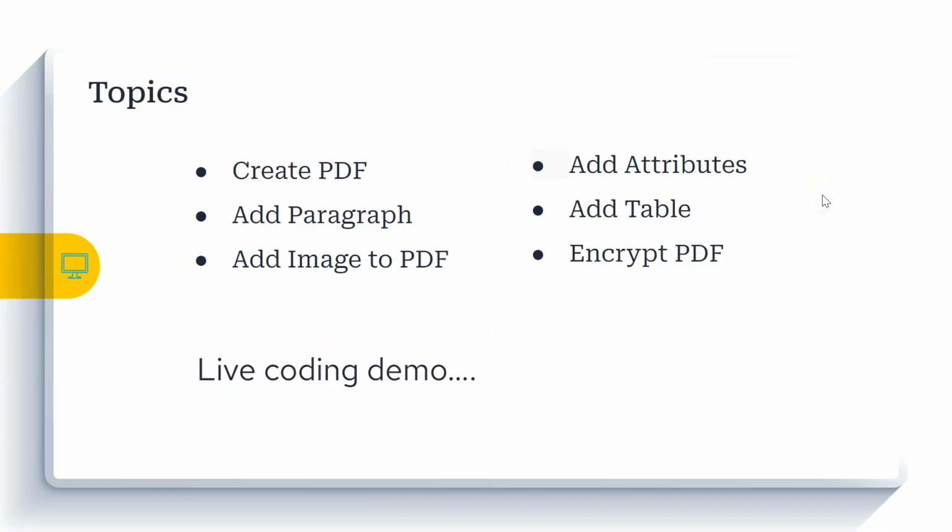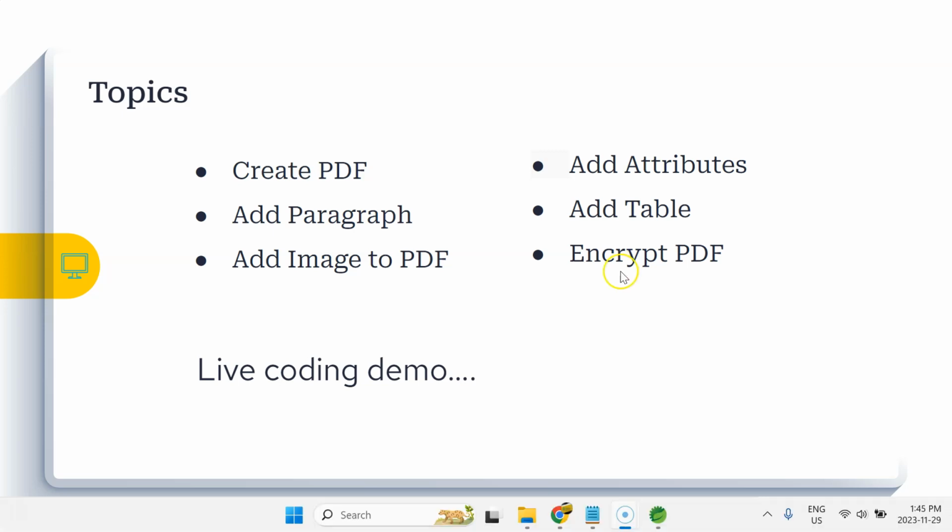Guys, the topics that we are going to cover in this video are mentioned here. First of all, we'll create a PDF. Then we'll add a paragraph to the PDF. We'll add an image to the PDF file. Then we'll add some attributes, for example the PDF title, creation date, author, and those things. Then we'll see how we can insert a table into the PDF document, and finally we'll see how we can secure our PDF document.